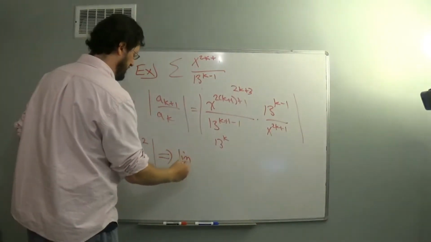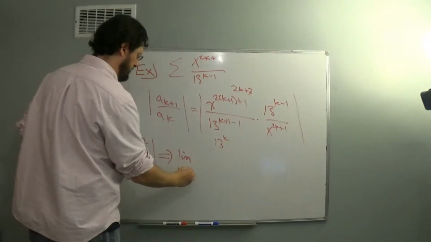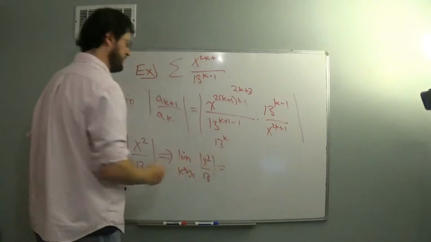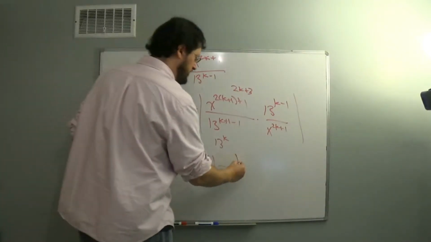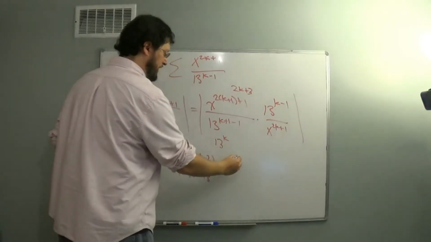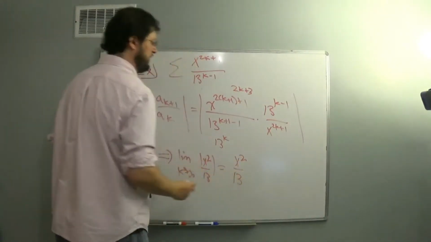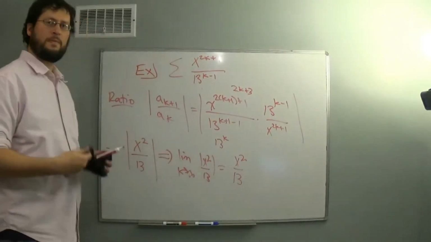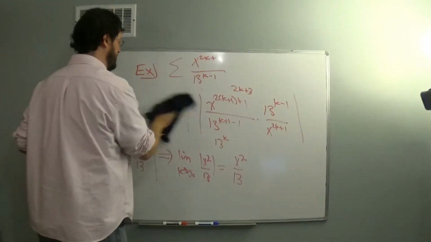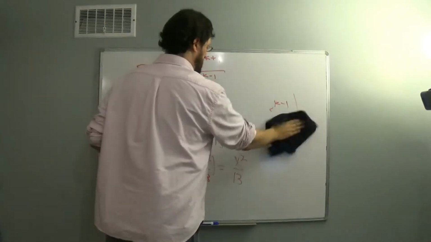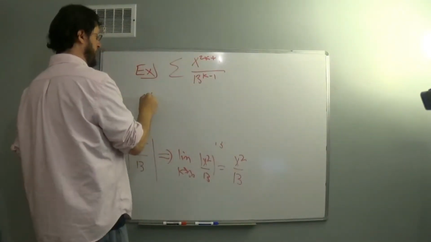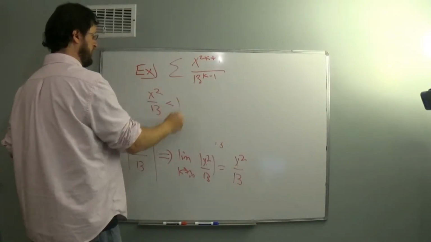This is what our absolute value a_{k+1} over a_k simplifies to. So we're really looking at the limit as k goes to infinity of the absolute value of x squared over 13. Since there are no k's at all, that is just the absolute value of x squared over 13. But since x squared is positive, that's just x squared over 13. When we apply the ratio test, we want that limit to be less than 1. So we're looking at x squared over 13 less than 1.